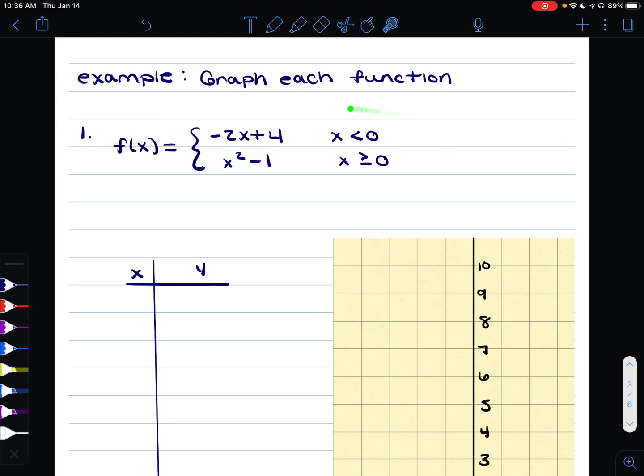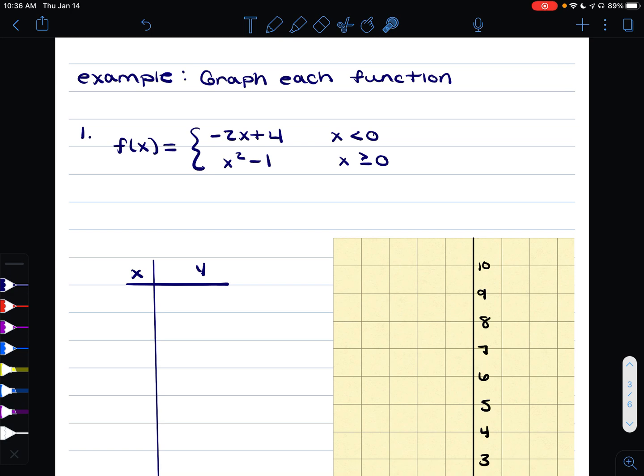So we have a piecewise function here. f of x is equal to negative 2x plus 4 when x is less than 0, and x squared minus 1 when x is greater than or equal to 0. So just like most functions that we're going to graph in this class, typically you're going to want to start by making a table of values. So that's where we're going to begin, okay?